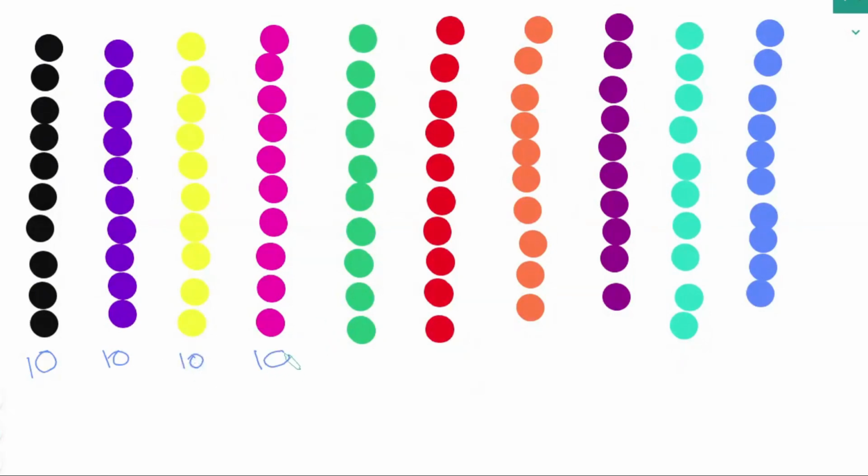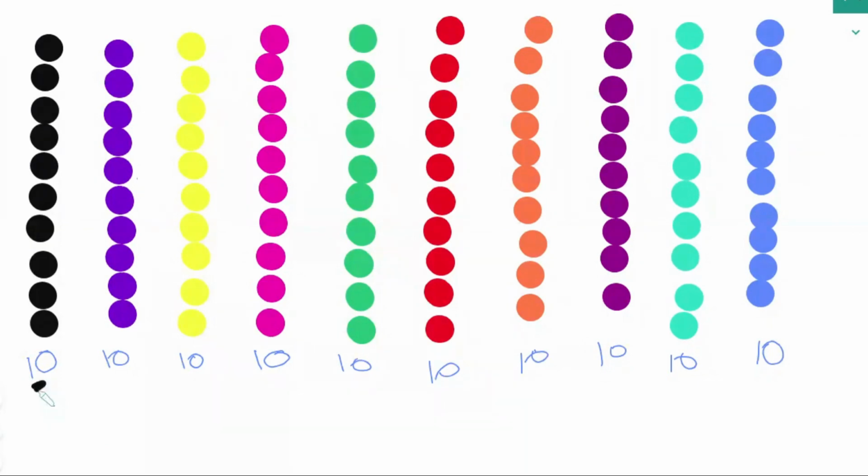The pink one, there's 10 dots there. Green one, 10 dots there. Red, 10 dots there. Orange, 10 dots there. Purple, 10 dots. This light blue, 10. And this kind of nice sky blue also has 10 dots there. Fantastic. Okay, let's count them and see how much we have all together.